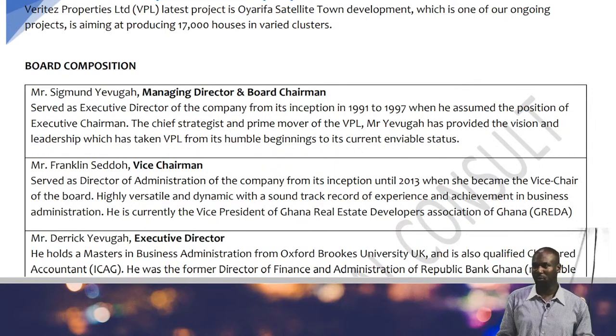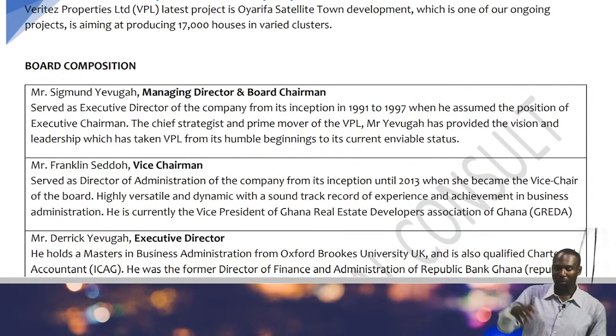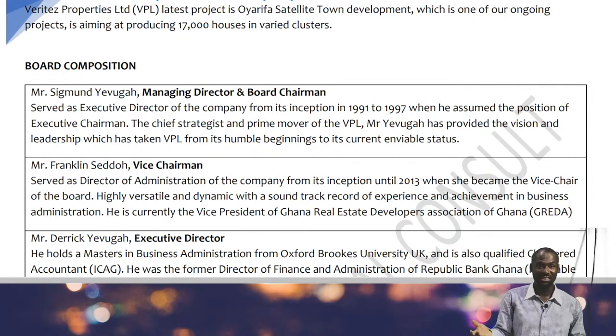So looking at it, what is their composition? They are 5 board members. But it's not a problem. That's what the code says, but once they have an uneven number, it's good for decision making. So 5 is not bad.